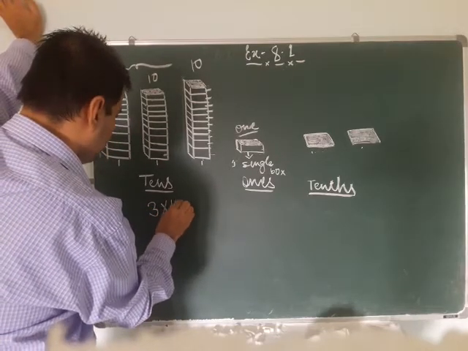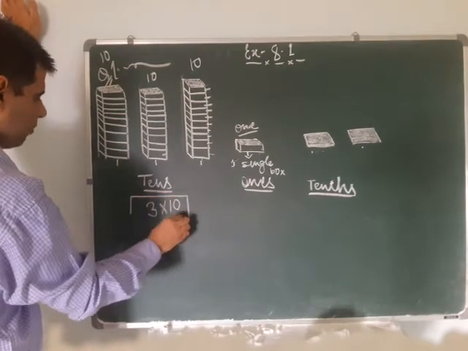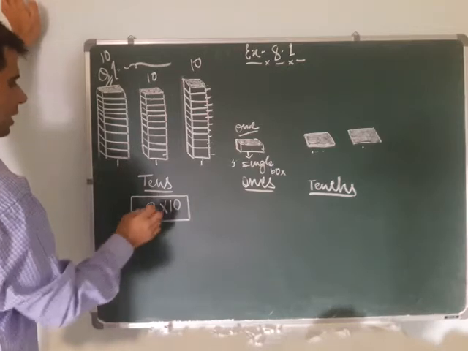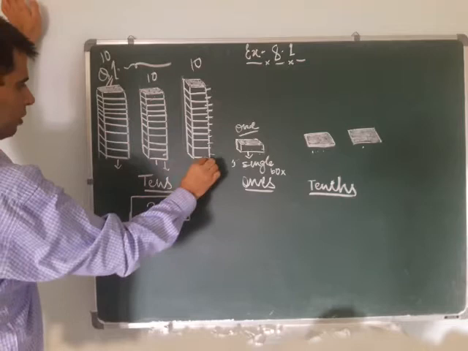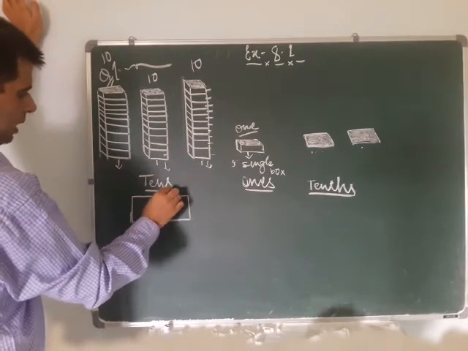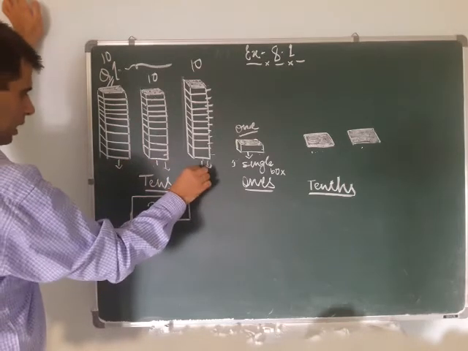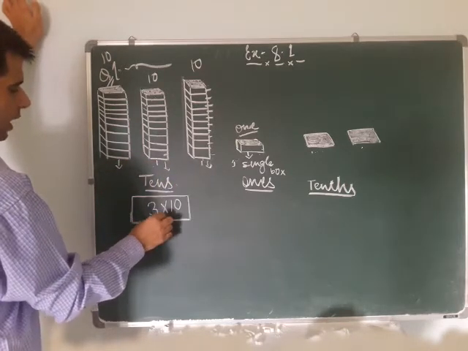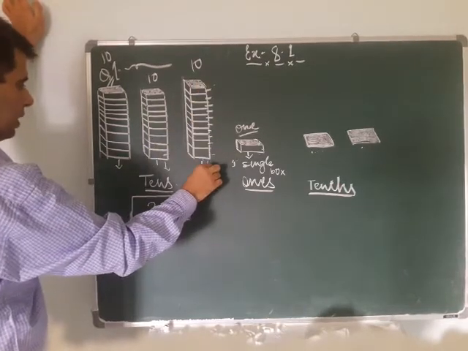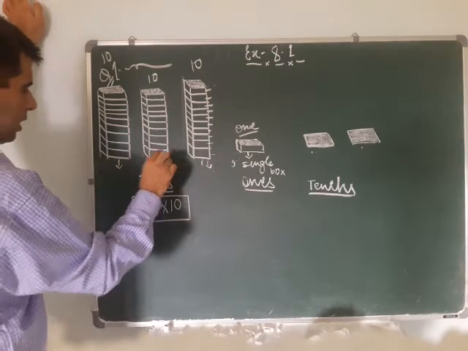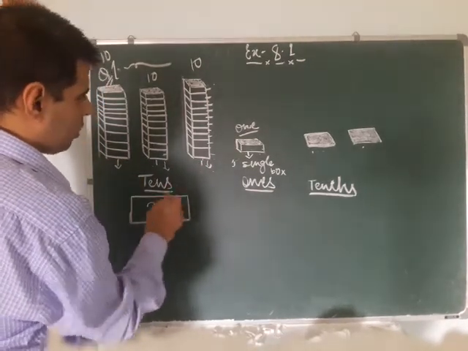So we can say that there are three sets of 10 boxes, which we can represent as 3 into 10. We can say that the place value of each set of 10 boxes is tens. So there are three tens: first tens, second tens, and third tens, which can be written as 3 into 10. There are 10 boxes in each set, so it can be written as 3 into 10.